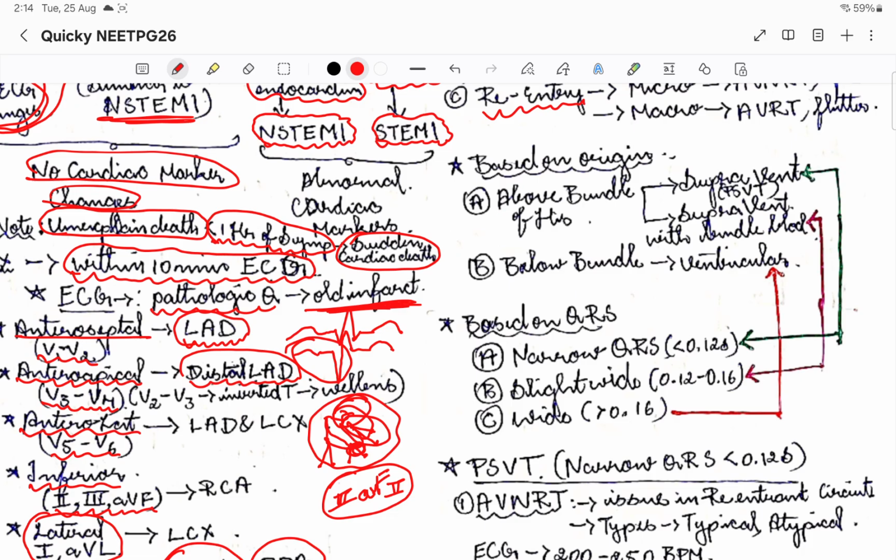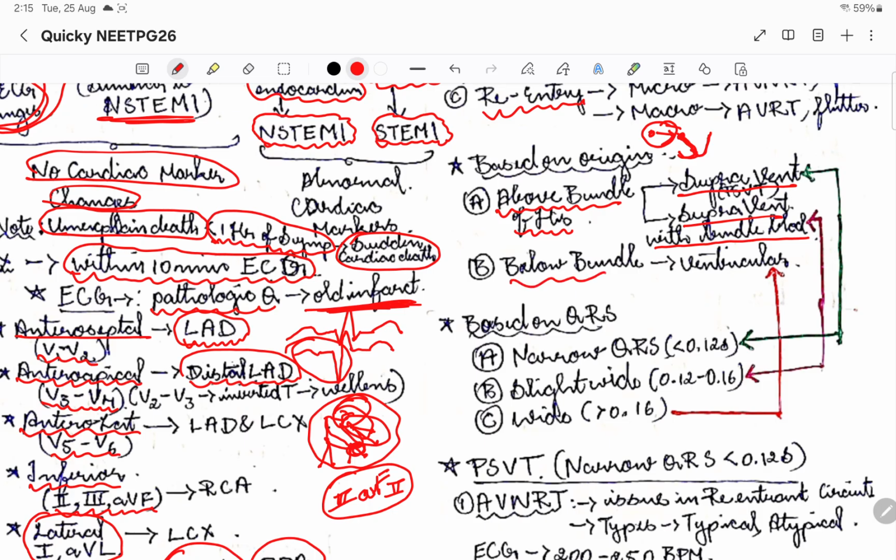If the origin is above the bundle of His, the arrhythmia is happening above the bundle of His, you know that, right? The bundle of His supplies the Purkinje fibers and all the ventricles. Here the SA node is there, AV node is there, so this is the bundle of His. If the issue is above the bundle of His, it is going to be supraventricular tachycardia, and supraventricular tachycardia with bundle block. So these are the two kinds of things with respect to above the bundle of His.